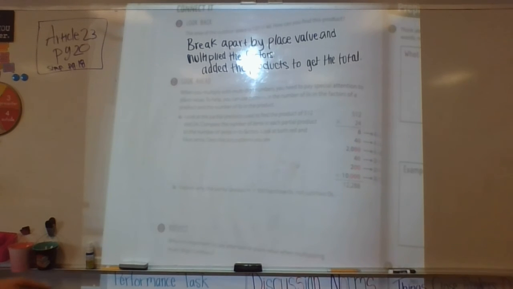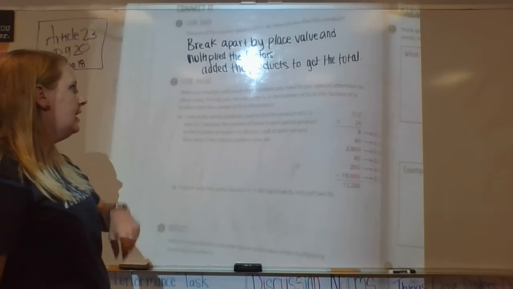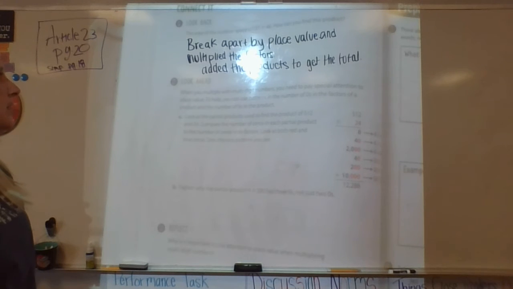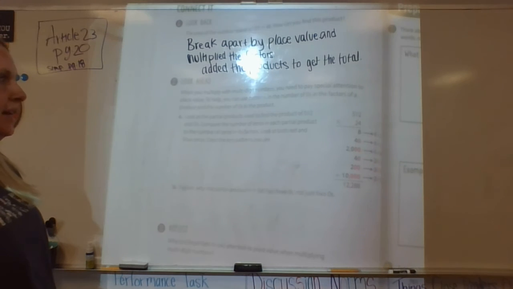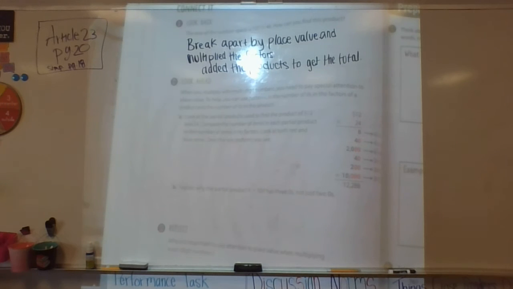All right, so let's go to number 2. When you multiply multi-digit numbers, you need to pay special attention to place value. To help, you can use patterns in the number of 0's in the factors of a product and the number of 0's in the product. Look at the partial products used to find the product of 512. Compare the number of zeros in each partial product to the number of zeros in its factors. Look at both red and blue zeros. Describe any patterns you see.